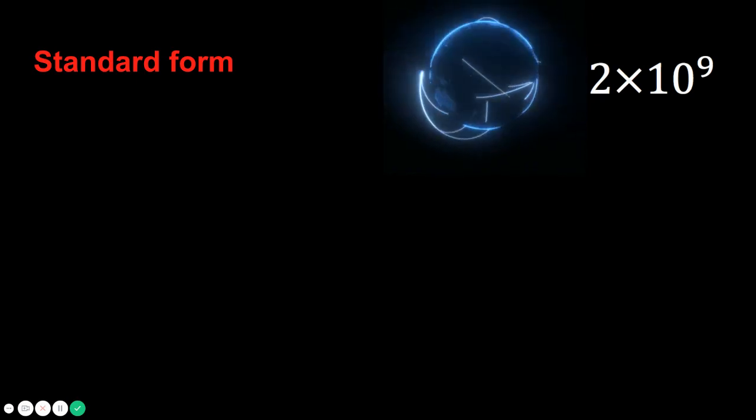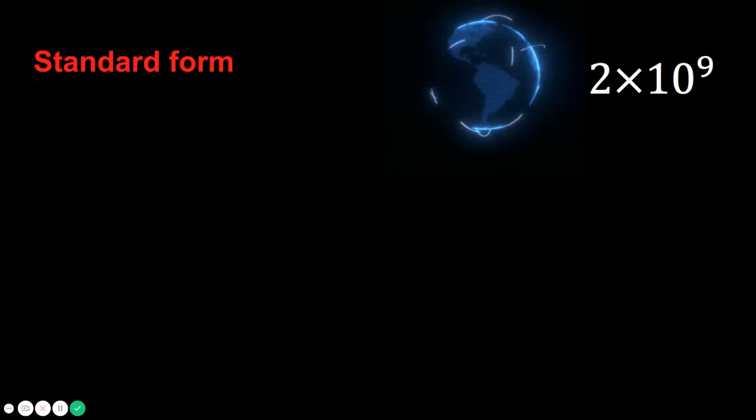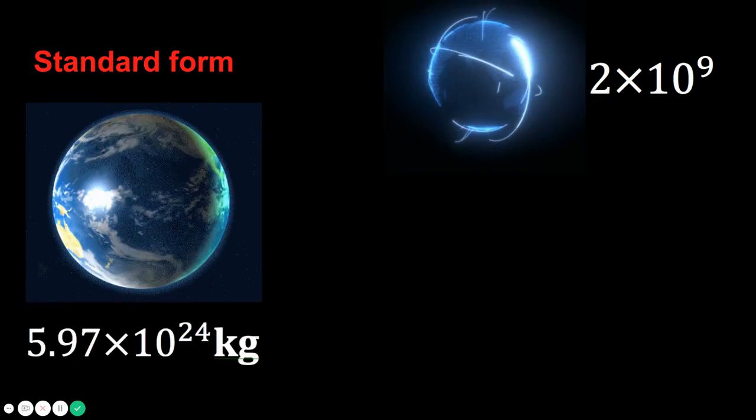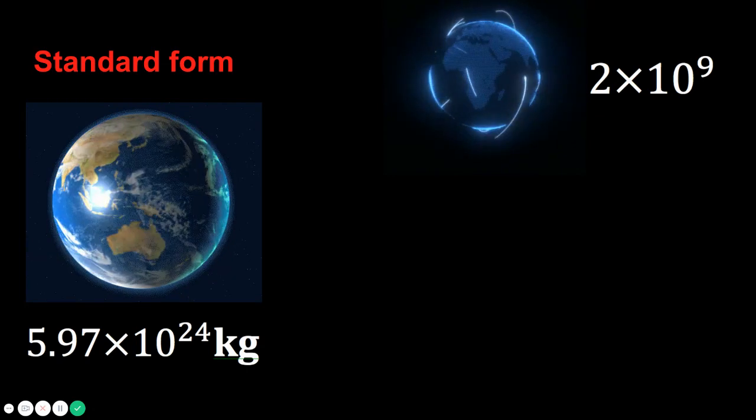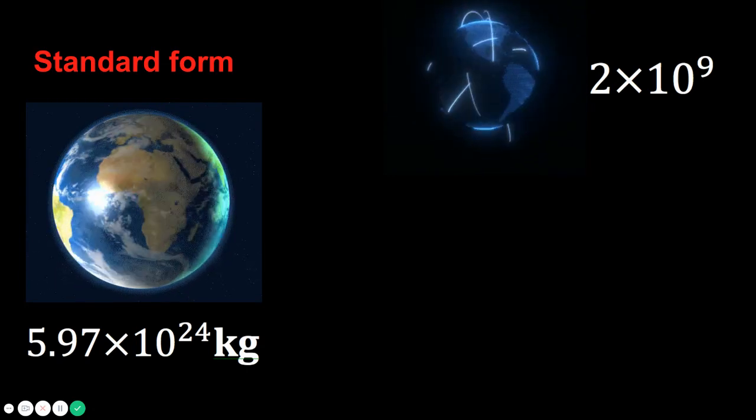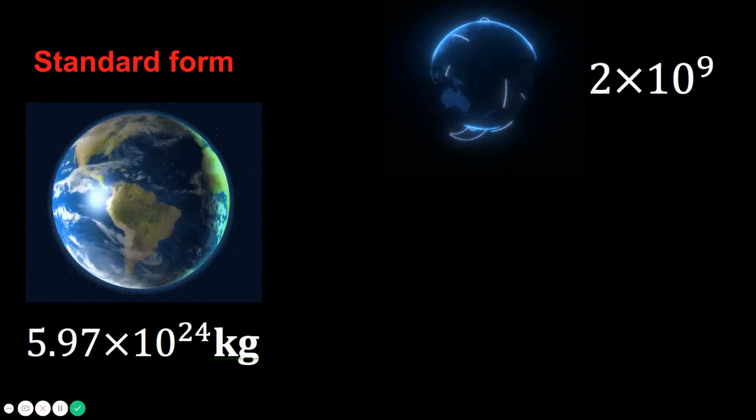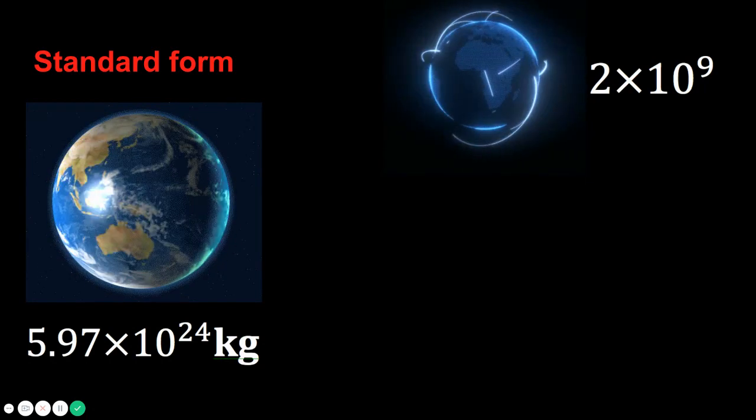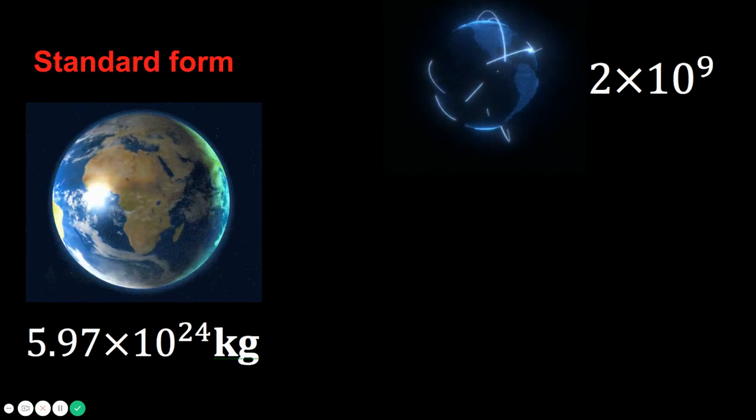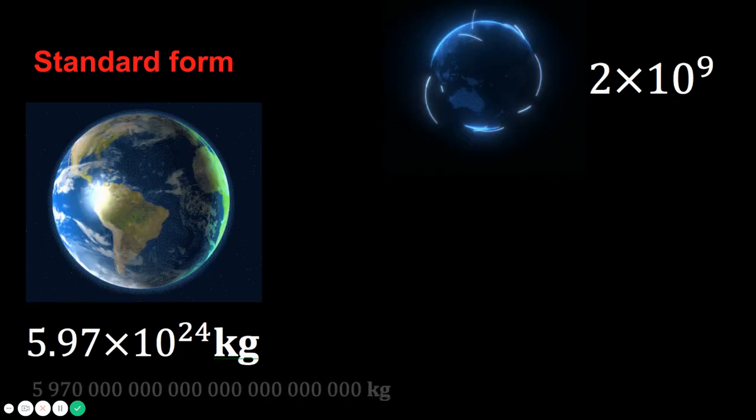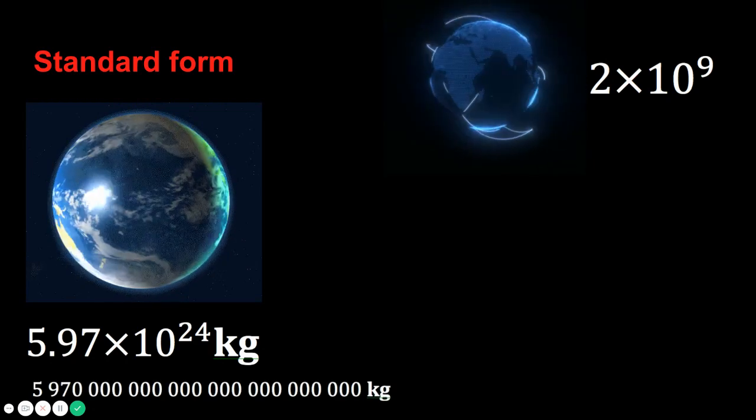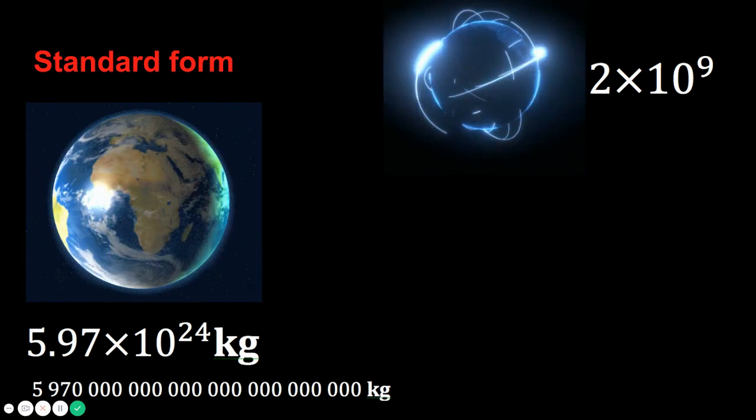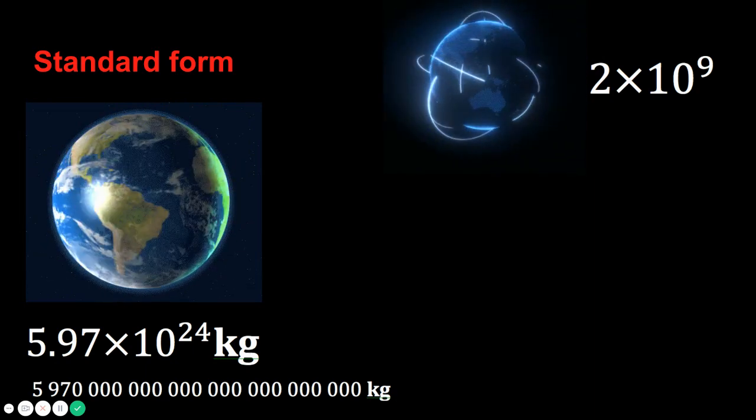Another fact about the mass of the Earth. The mass of the Earth is about 5.97 times 10 to the 24 kilograms. Can you imagine if we didn't use the standard form, we would write the mass of the Earth as this. I know, that's a lot of zeros. That's why we better use standard form.